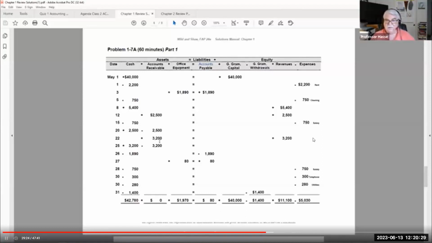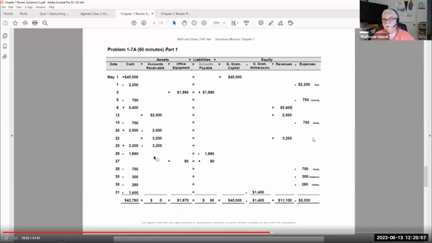All right, May 15th. The company paid $750 cash for the salary of an assistant for the first half of the month. So now they're paying payroll. $750 going out, $750 going out, called salary expense. And so on through the rest of the month.